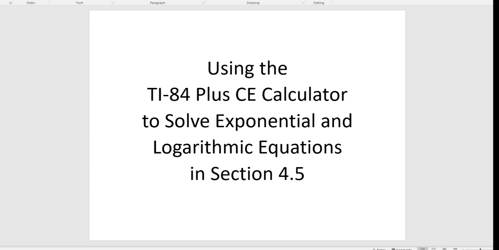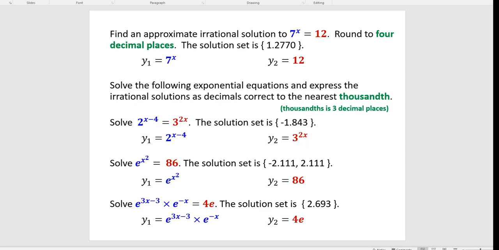This video is to show you how to use the TI-84 calculator to solve exponential and logarithmic equations in section 4.5. These first four equations do not require that they be solved analytically or by hand. To see these examples done analytically, see the section 4.5 notes in Moodle.